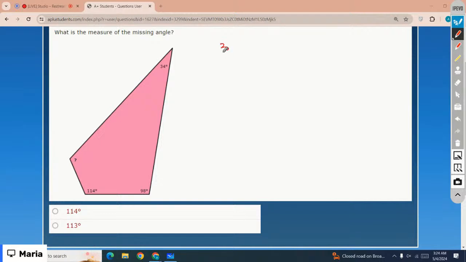That would be 34 degrees plus 114 plus 98 plus the missing angle that equals 360. Let me just add them and subtract them from the other side, right? The missing angle is 114 degrees. The correct option is 114. 114 degrees is the correct option.